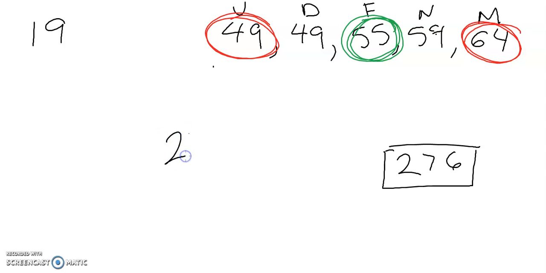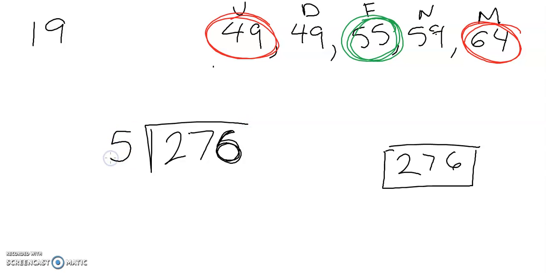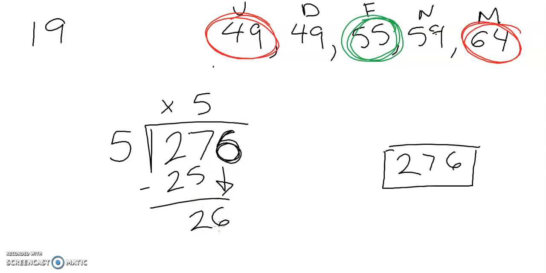So we have 276. My bad. I don't know why I keep saying 56. All right, and we are dividing that by 5. So 5 does not go into 2, but it does go into 27 5 times, because 5 times 5 is 25. Drop down the 6. 5 goes into 26 5 times, because again, that's 25. We have 1 left over.